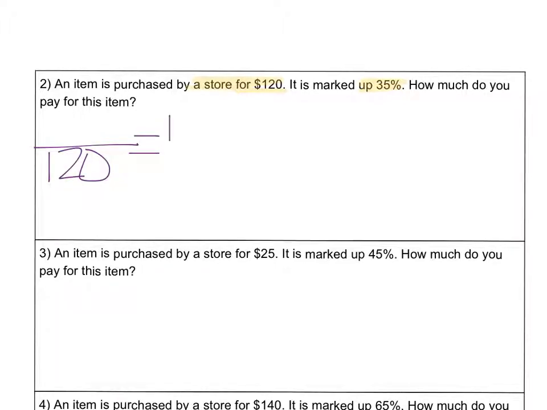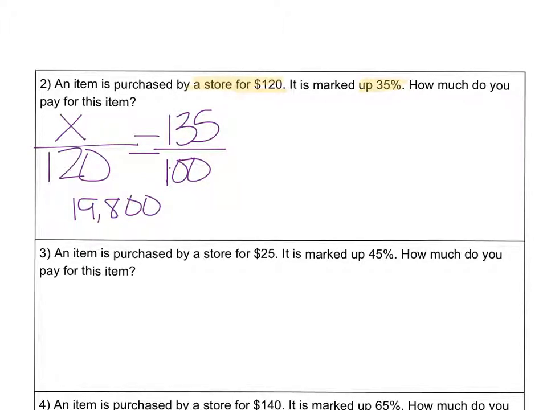You're paying 135%. You're paying 100% of what the store paid plus an additional 35% to keep the lights on. And you're going to put X there. So you'll cross multiply: 19,800 equals 100X. And you will divide by 100 on both sides, and you get $198 for that item, okay?